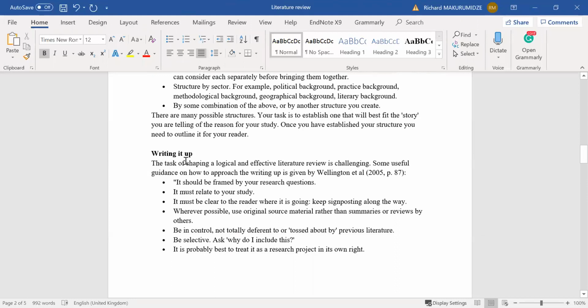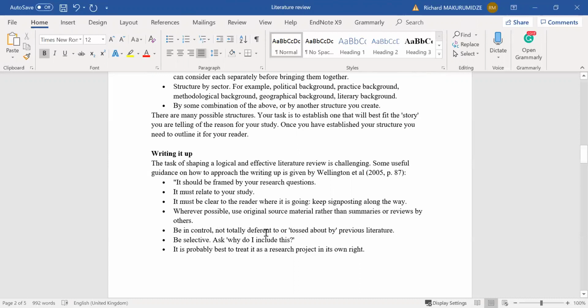When you are writing your literature review, the task of shaping a logical and effective literature review is challenging. Some guidance on how to write a literature review is as follows. A good one should be framed by research questions. It must be related to your study. It must be clear to the reader where it is going, and you keep signposting. Signposting shows that when you're writing, you're putting some order or sequence, so that people know I'm starting from here, going to here, going to there.